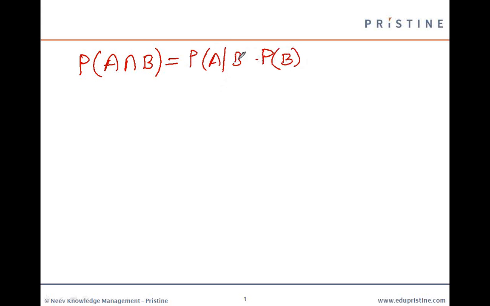Now, mathematically, let's talk about probability again. The probability of A intersection B, that is the probability of simultaneous occurrence of both A and B, can be given as: probability of B occurring times the conditional probability of A occurring given B has occurred, or probability of A occurring times the conditional probability of B occurring given A has already occurred. Here the formula is different from the one for or, the probability of A or B occurring.